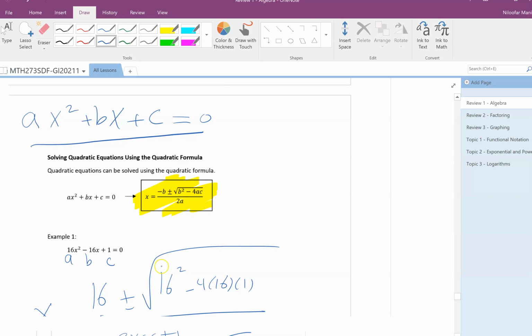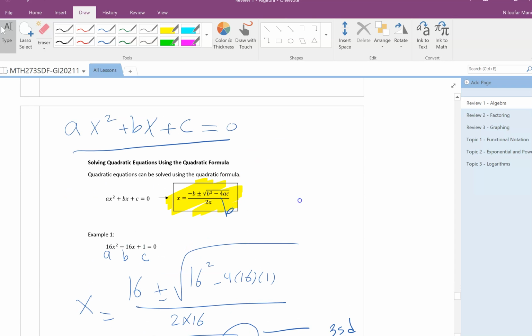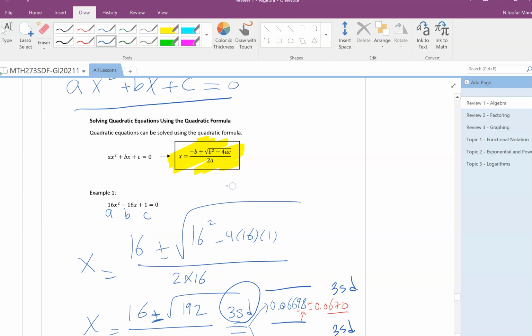Sometimes I see a student use B instead of minus B. For example, x equal minus B, they use B. Plus minus. Under the radical, they make mistakes. Make sure to know. Sometimes they do this. No, 2A is for all of them, not just one part. So make sure to use the formula correctly, and make sure that you know what A, B, and C are. A is beside x squared, B is beside x, C is just a number.